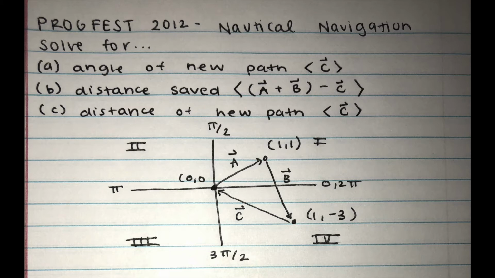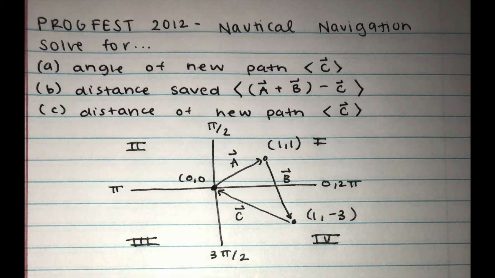For the first part, we need to find vector C's positive radian angle. For the second part, we need to find the distance saved by going from the origin to the final destination given by vector C, instead of following the original path, which starts from the origin along vector A followed by vector B, which gives you your final destination. Lastly, we need to find the distance of vector C, which is found within the second part of the problem.